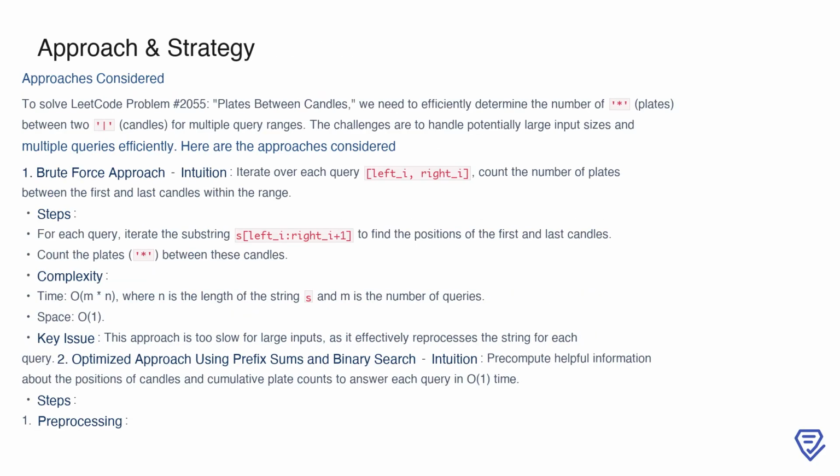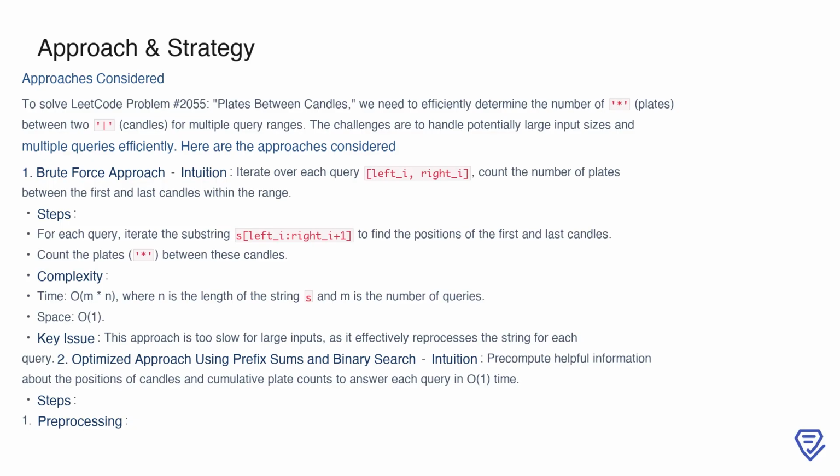To solve the problem of finding plates between candles efficiently, we need to handle potentially large input sizes and multiple queries without redundant computations. The first approach we considered is the brute force method. Here, for each query, we examine the substring defined by the query range, identify the positions of the first and last candles in that range, and count the plates between them. While the intuition behind this method is simple, it becomes inefficient for large inputs. The time complexity is O(m*n), where m is the number of queries and n is the length of the string, because we reprocess the string for every query.